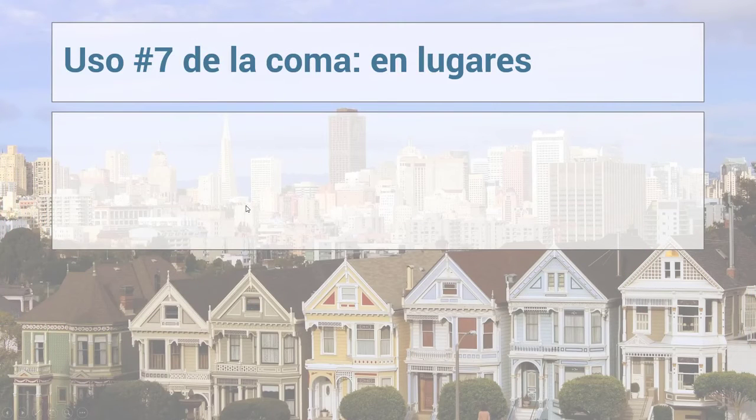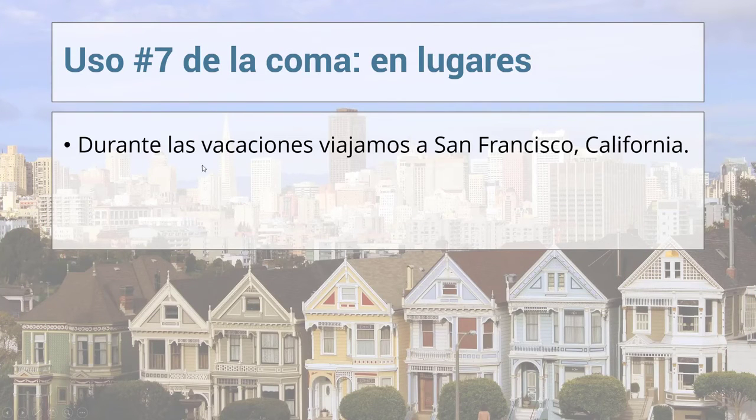Uso número 7 de la coma en lugares, places. Durante las vacaciones viajamos a San Francisco, California. During vacations, we travel to San Francisco, California, a comma between the place. Okay? Between dates and places too, like in a letter. So, el 14 de junio de 2018, Buenos Aires. The 14th of June, 2018, Buenos Aires. Put a comma between those.